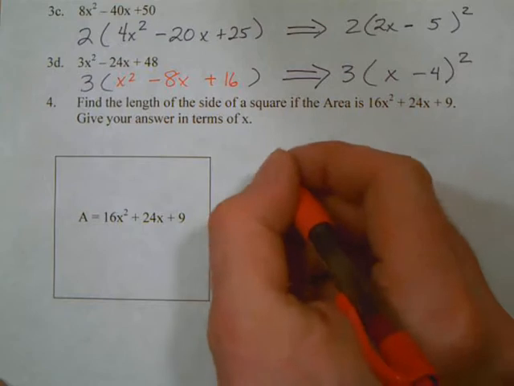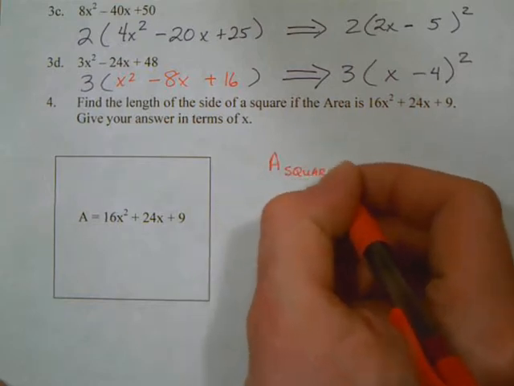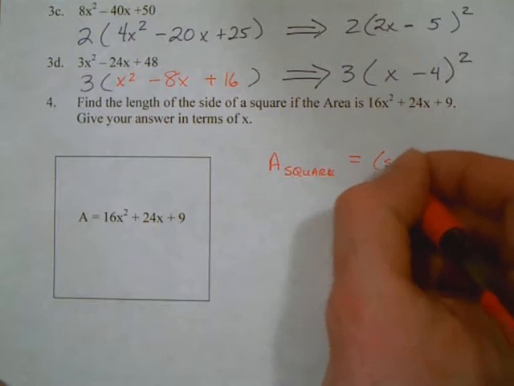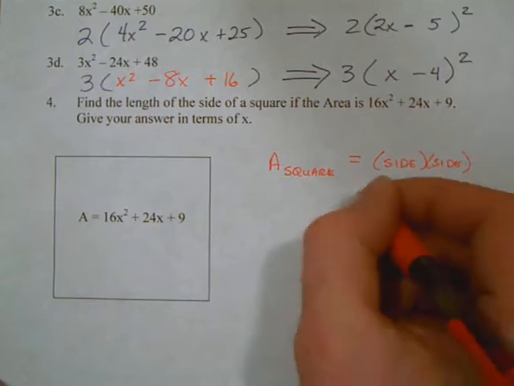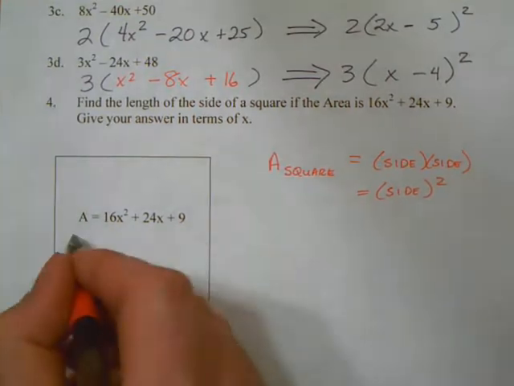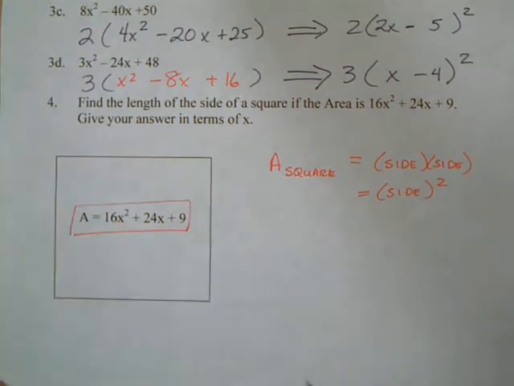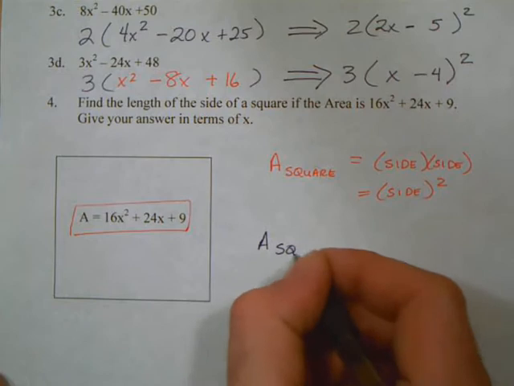At the bottom here we have a little bit of a story problem and kind of some geometry to look at. To do this we need to remember what is the area of a square. Well, the area of a square is side times side. In other words, it's side squared. So something times itself has to equal that polynomial.